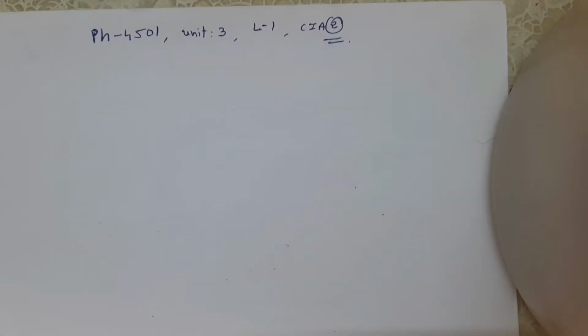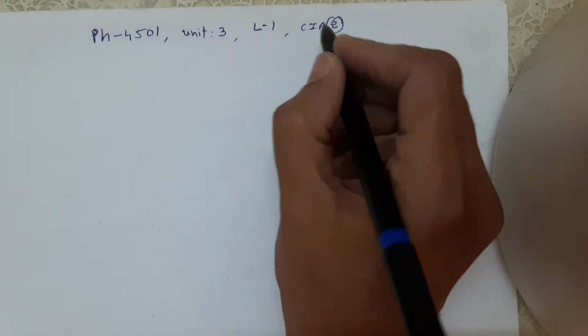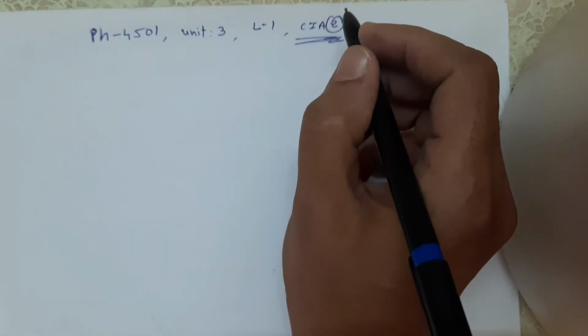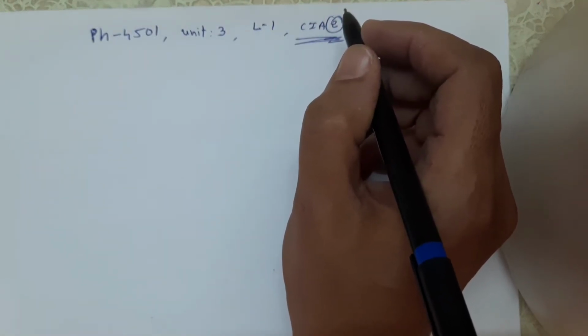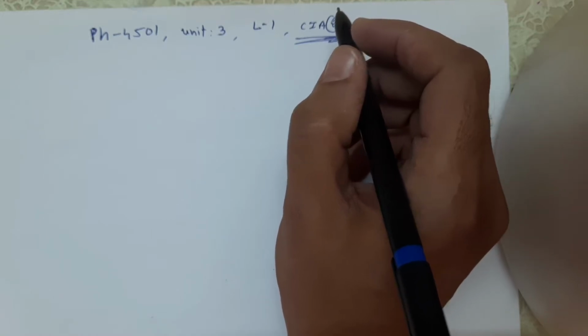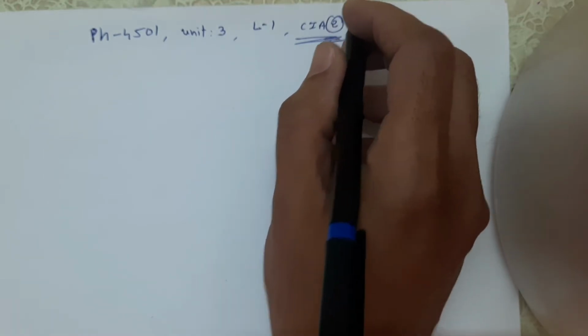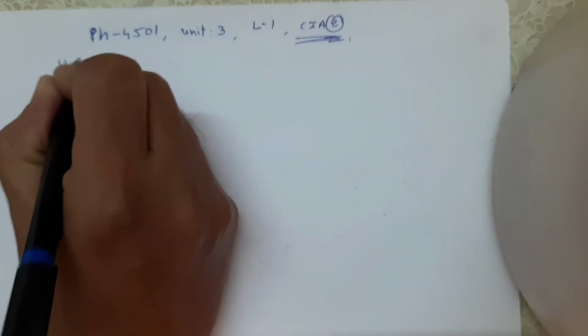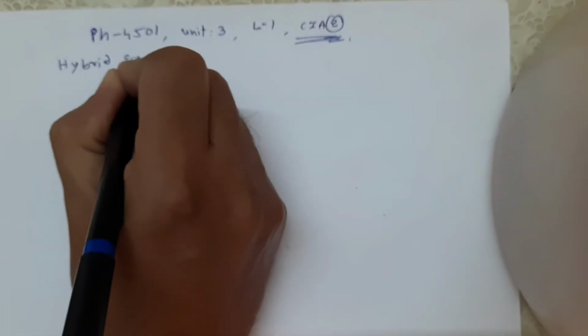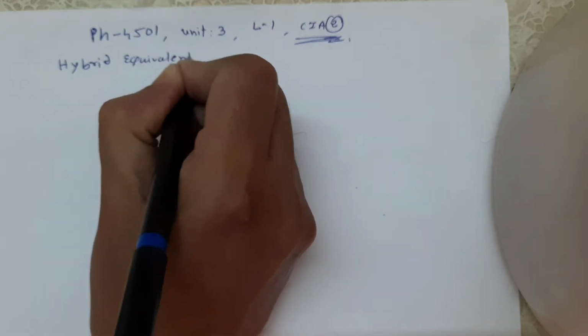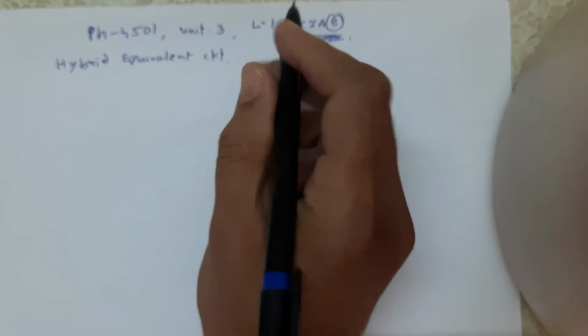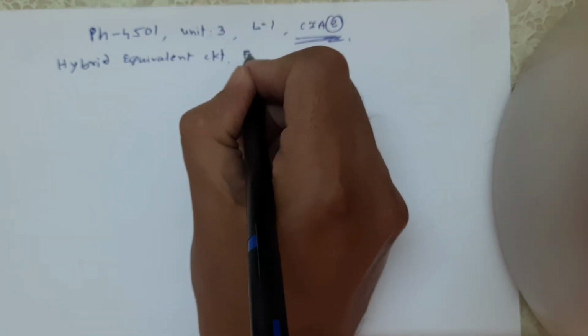Now this is paper PH 4501, Unit 3, Lecture 1 for the next exam, CIA 2 exam syllabus. Our topic is now the hybrid equivalent circuit for a transistor.